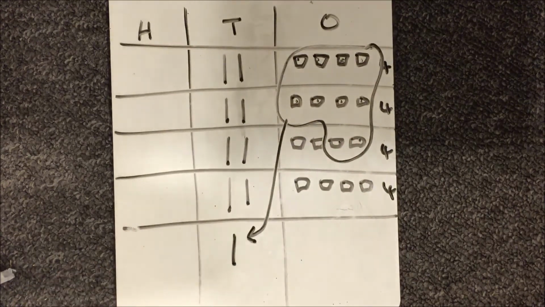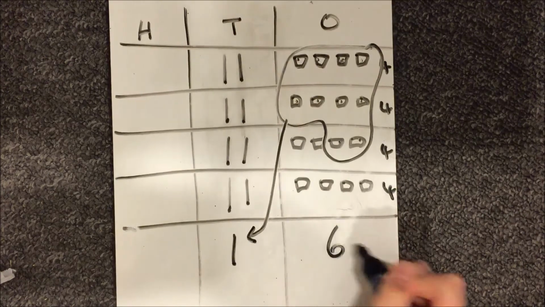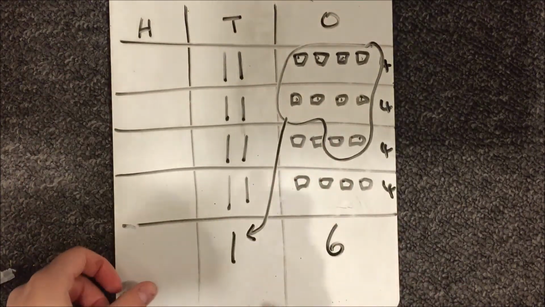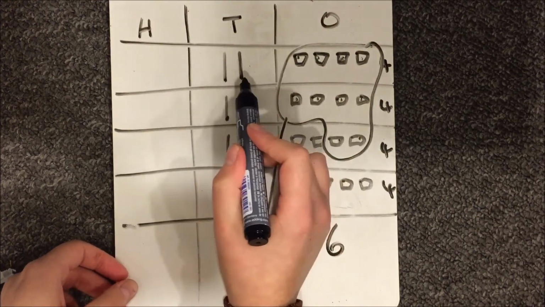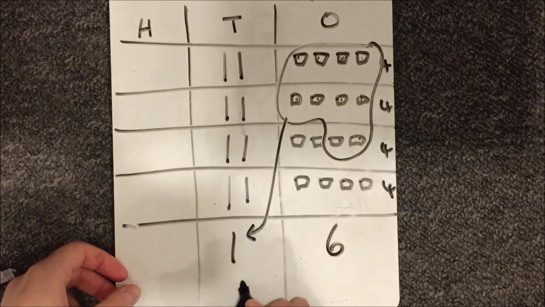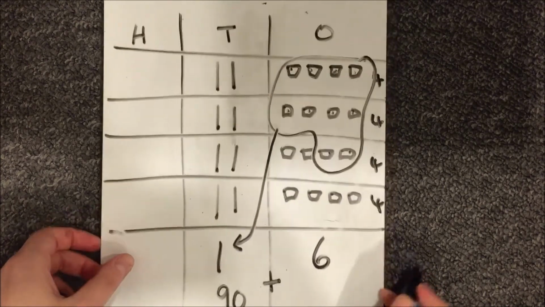Let's see if I can do it now. Count my ones. 1, 2, 3, 4, 5, 6. Are the ones going to be okay with that? Yeah, because there are only ones. There are no 10s anymore. How many 10s? 10, 20, 30, 40, 50, 60, 70, 80, 90. 90 add 6 is 96.